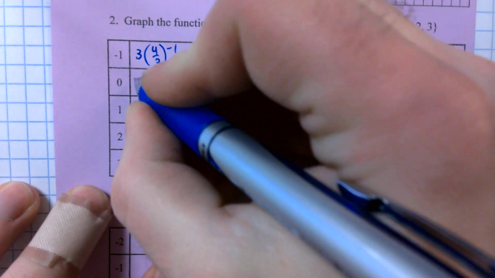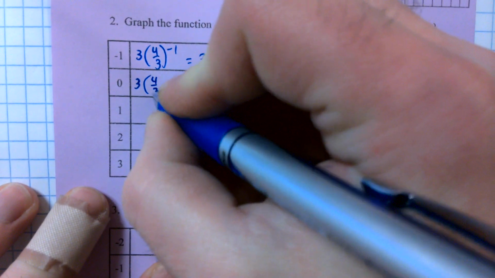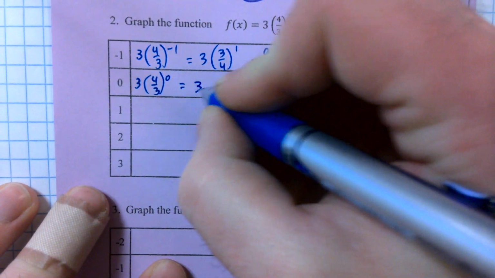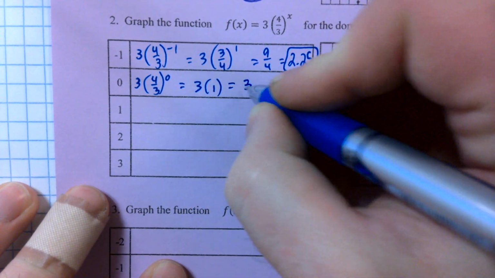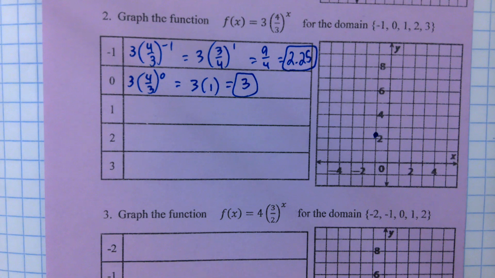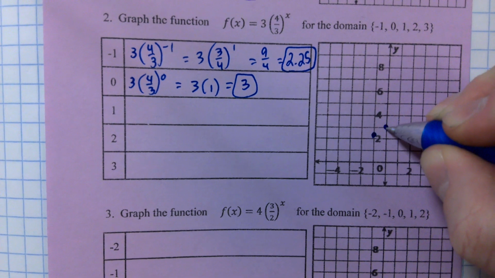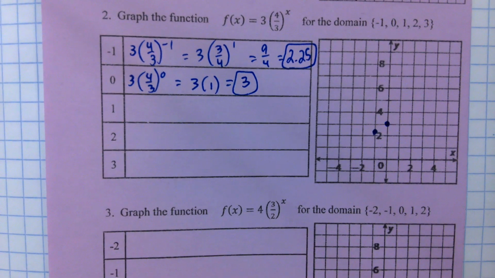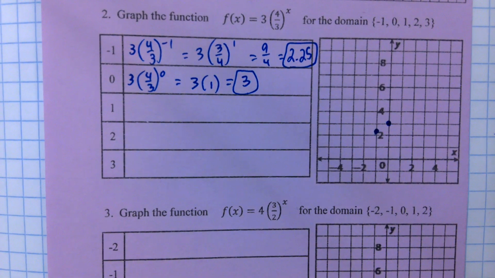Now if I plug in 0, again, what's anything to the power of 0? 1. So again, I'm just left with my number that's in front, my coefficient of sorts. It's not really in front of a variable, but it's my number out in front. 0, 3, that one's easy to plot. Right there at 3 on the y-axis. And again, that number in front representing our y-intercept, just like number 1.